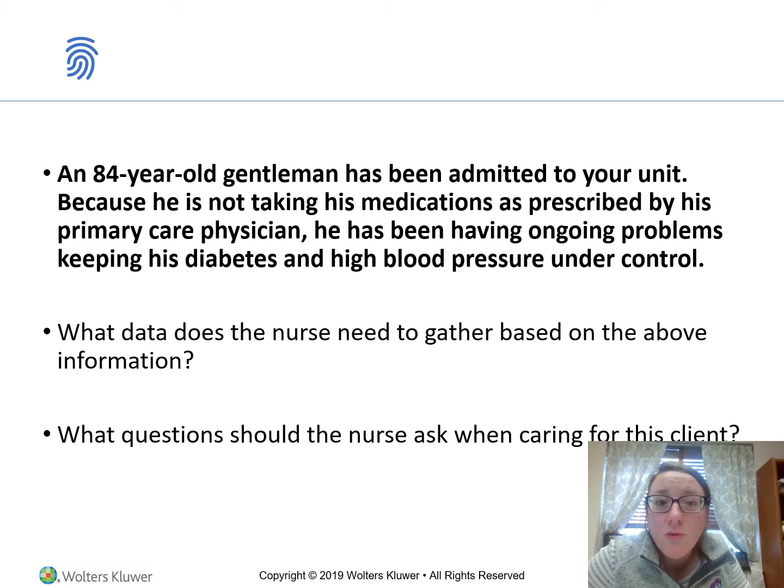Information that we'd need to know would be to see if he has the knowledge or education about the purpose and dosage of medications, right? Does he know why he's taking them? Does he know how much he's supposed to be taking? What are cultural or psychosocial influences affecting administration? Does he have a certain diet that he follows at home, or that someone cooks for him, that's influencing his ability to manage his diabetes and his blood pressure?